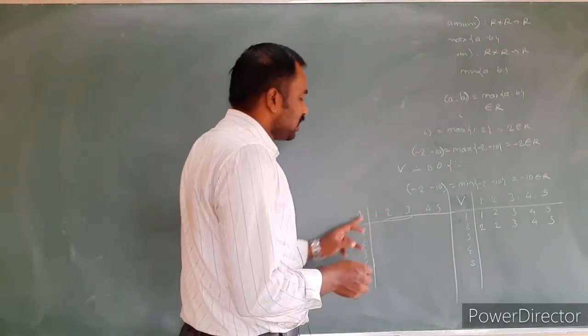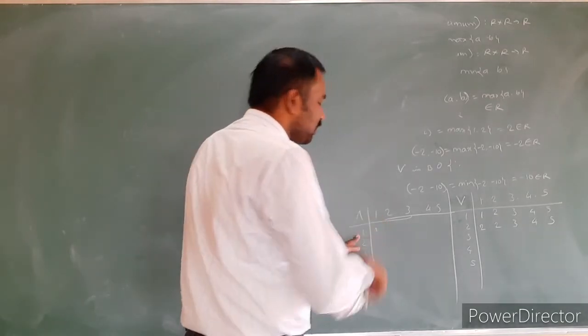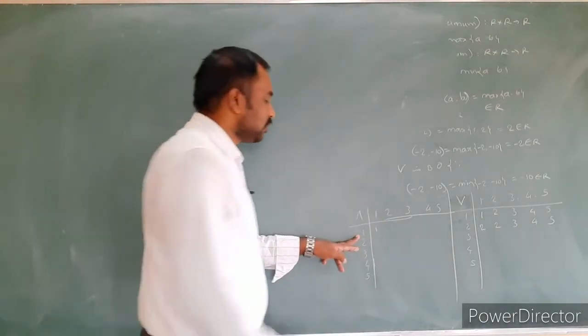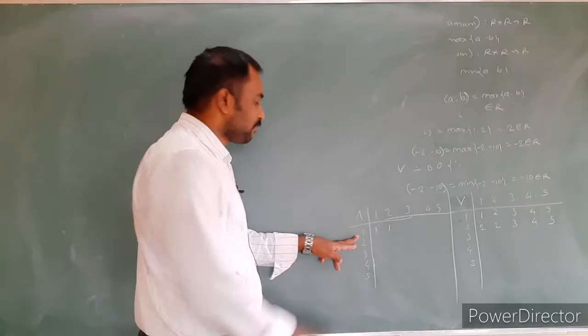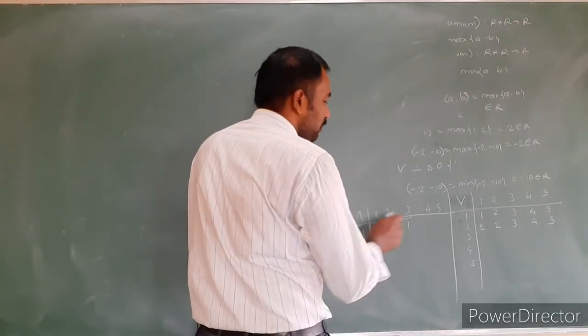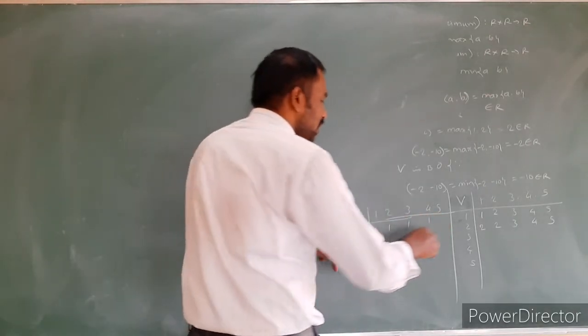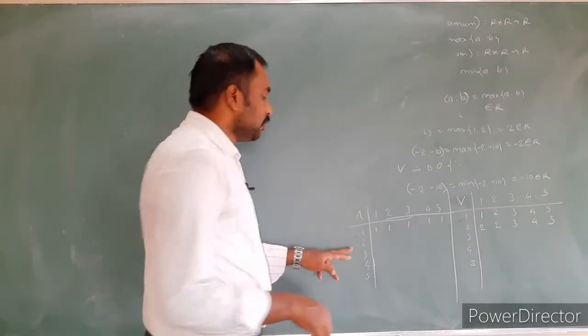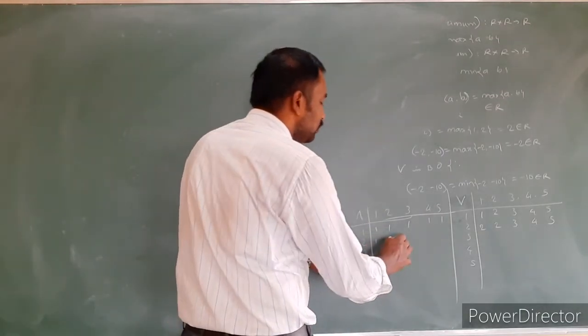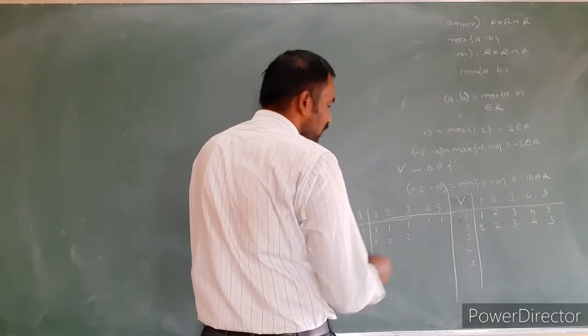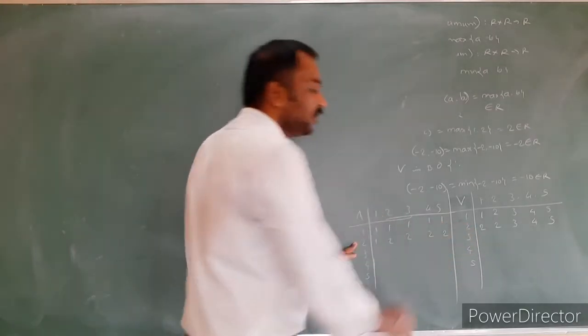1 and 1. Out of these two, which one is the minimum? 1 is the minimum. 1 and 2, which one is the minimum? 1 is the minimum. 1 and 3, 1 is minimum. 1 and 4, minimum value. 1 and 5, minimum value. 2 and 1, minimum value. 2 and 2, minimum value. 2 and 3, minimum value. 2 and 4, minimum. 2 and 5, minimum.